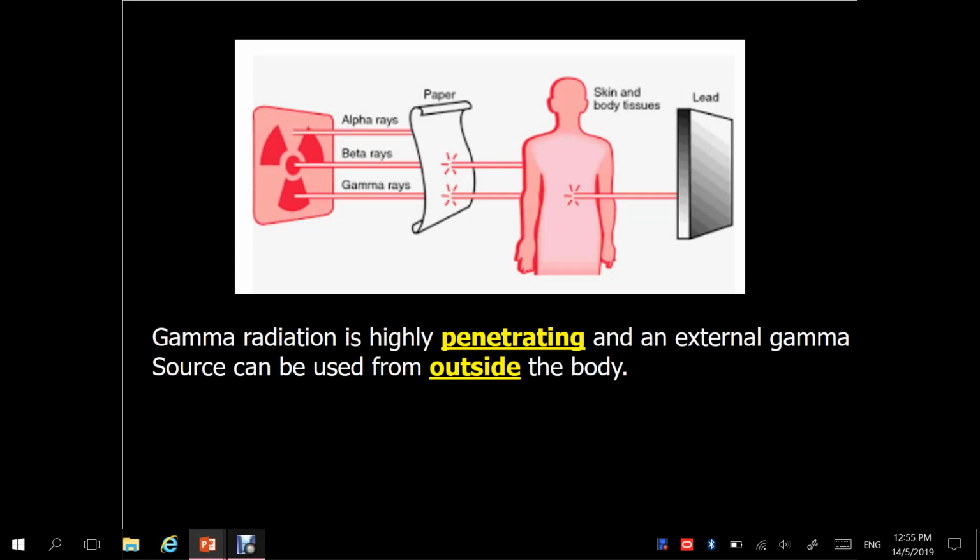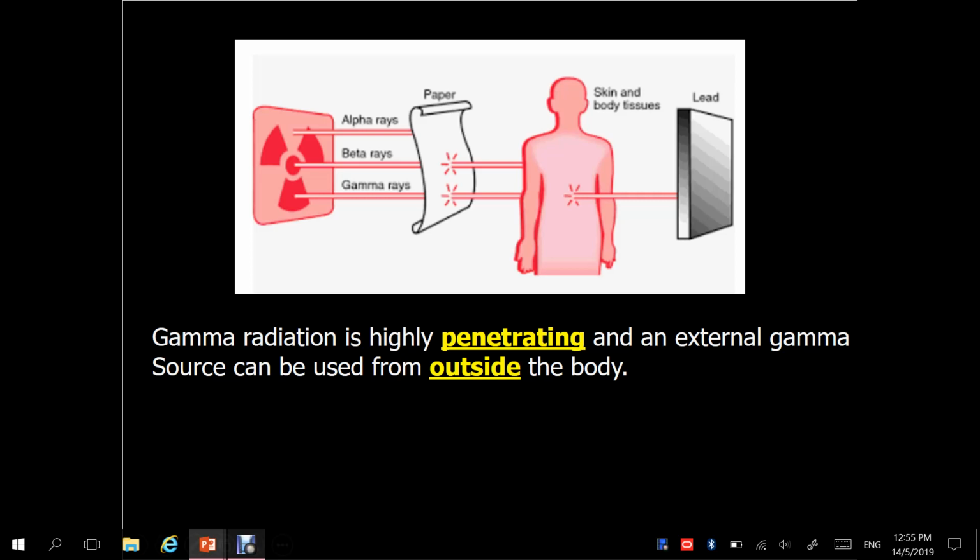Okay, in cases like this, we would like to reduce the pain that the patient is suffering. So if the treatment can be done outside the body, it will definitely be the option. In this case, because gamma radiation has the highest penetrating power, we do not perform surgery. We do not need to cut the patient in order to treat the tumor. So an external gamma source can be used from outside the body, so that the patient need not worry about the physical wound after the treatment.